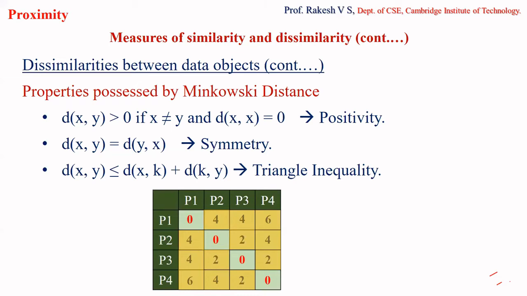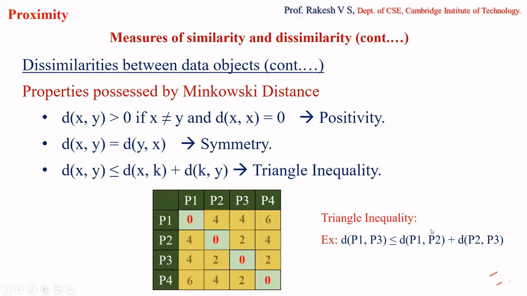The next one is triangle inequality. Let us take one example and see whether this triangle inequality is satisfied here or not. Consider distance of x comma y is less than or equal to distance of x comma k plus distance of k comma y. So for example, I have considered distance of p1 comma p3 is less than or equal to distance of p1 comma p2 plus distance of p2 comma p3.